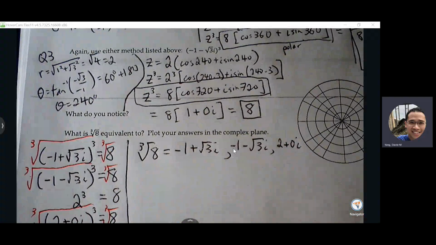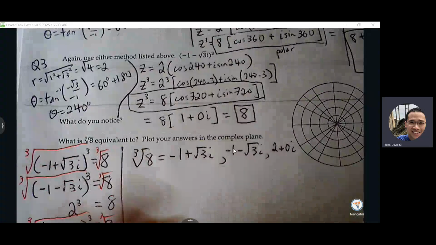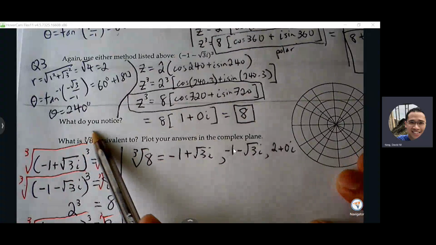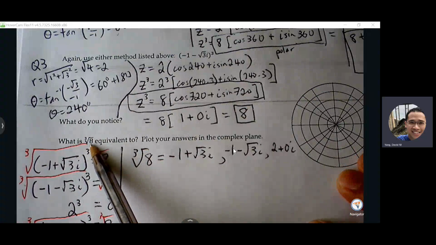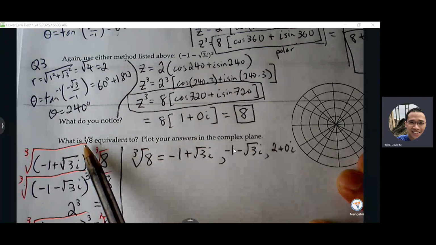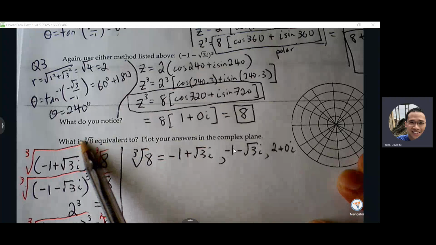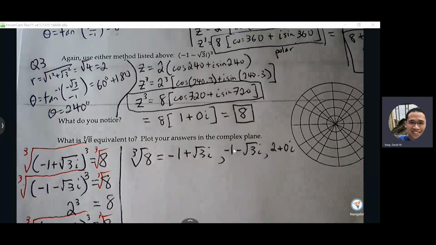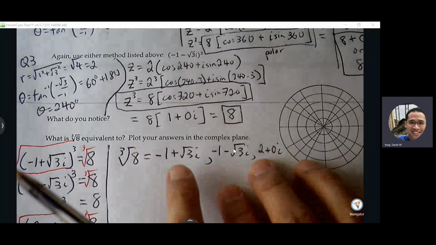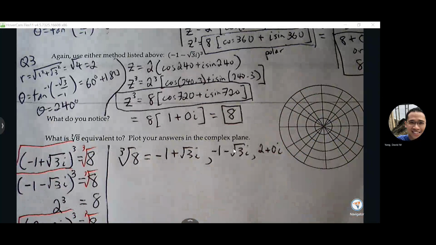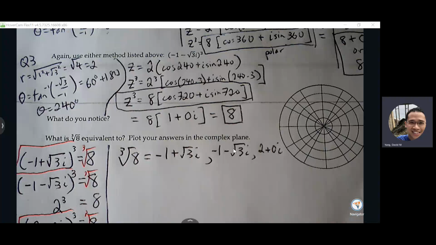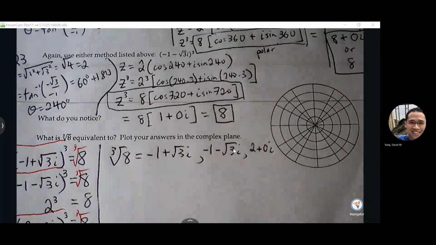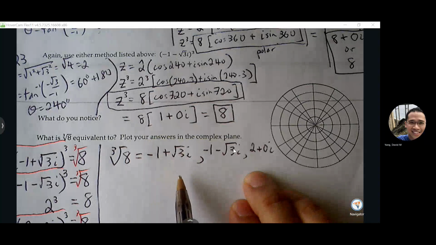And so this leads into what we're going to do on the next page. If we're trying to find a root of a solution, there's always going to be however many solutions as the root is. So if there's a fourth root, then we're expecting 4 solutions. If there's a cube root, we're expecting 3 solutions. And all these 3 solutions are going to show up the same distance apart from each other on our polar plane. So let's graph these points here and see what they look like.